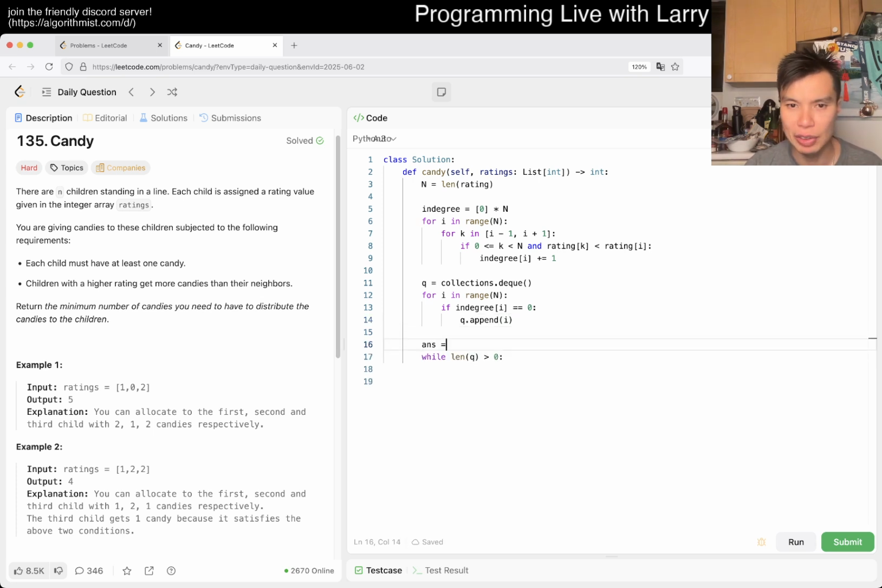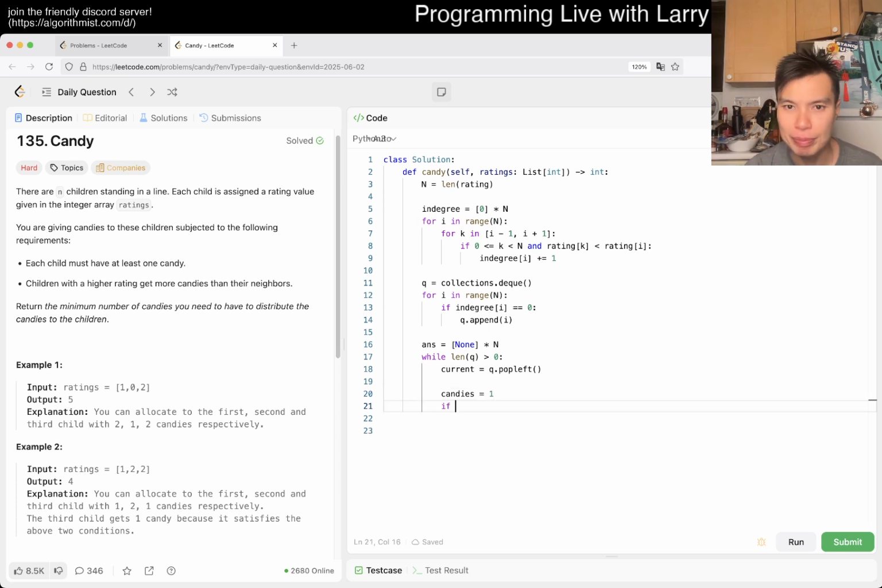And then now we have the answer. I know that I could set it to n or to 0, but I'd like to set it to none so that if something fails during testing, I could see that it is none and that maybe I didn't fill out everything. So current is equal to q.popleft. And that means that at this point, this current number is as small as it can be. So current is the current index, and now maybe the candies is equal to 1, because you have to have at least one candy.